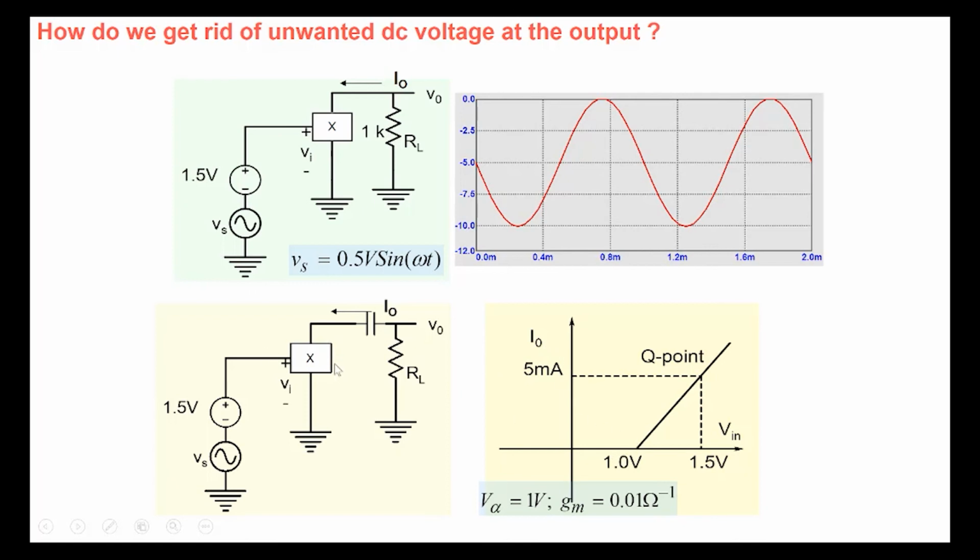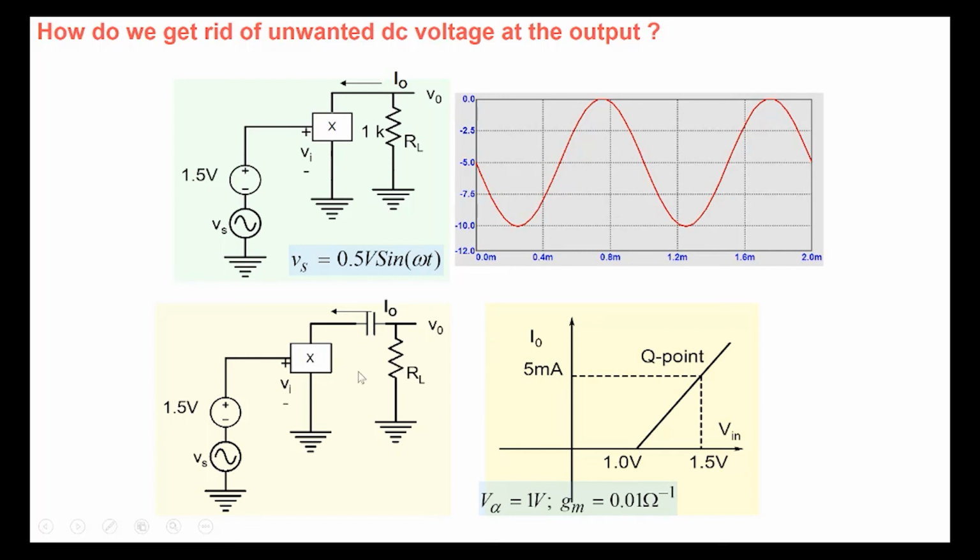So something will happen, because it's some kind of an ideal characteristic that we are building. With 1.5 volt, we require I naught of 5 milliamperes to flow, but there's no path for this particular current to flow here. So we have to modify this particular circuit. Of course, the sinusoidal part can go through the capacitor if we choose the capacitor value properly, such that the impedance of the capacitor is very small compared to RL. The sinusoidal part can go.